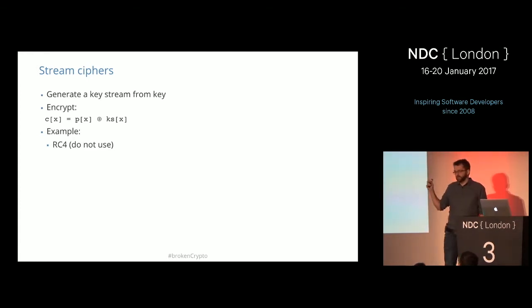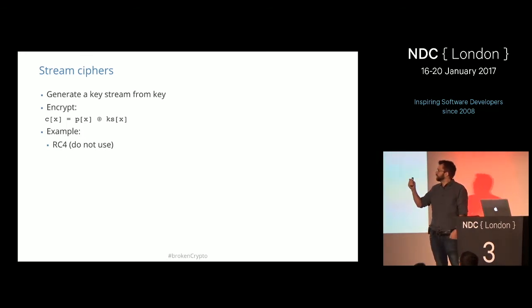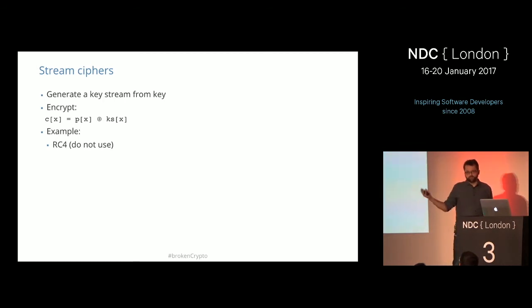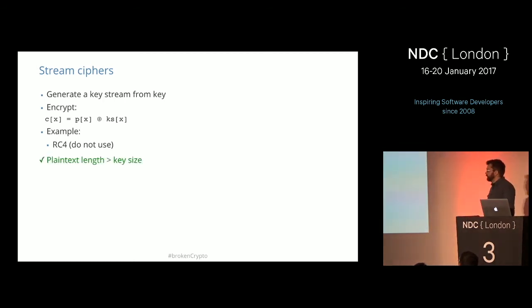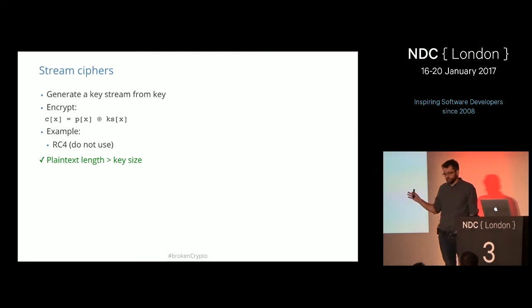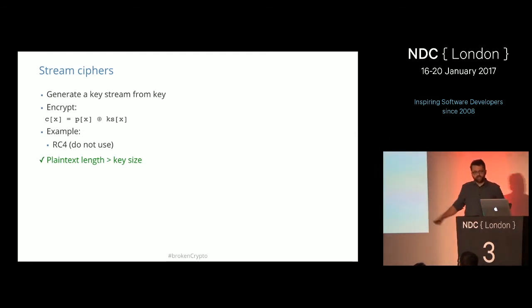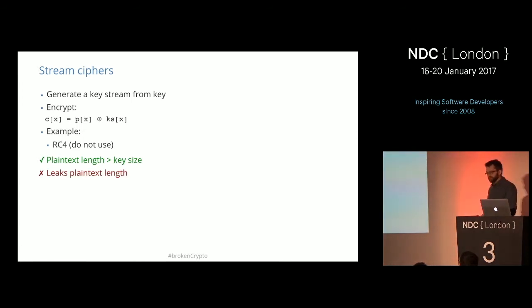It has a tendency to have one of the bits be one more often than a 0, or the other way around, and that's enough to break it. It does support having a plaintext length larger than the key size because you're stretching the key out. It does, however, leak the plaintext length.